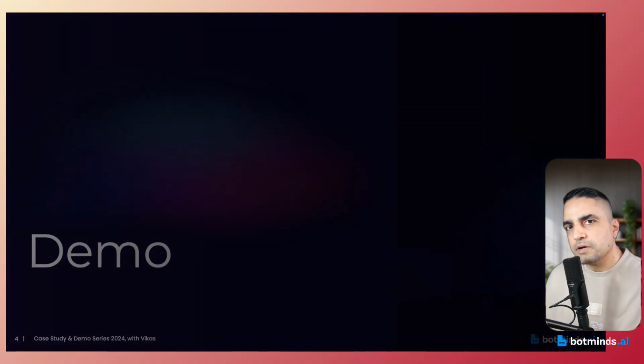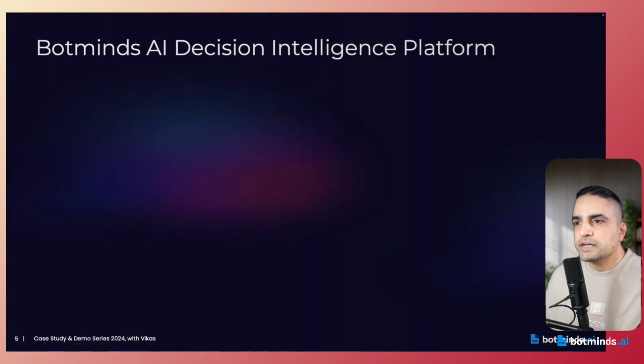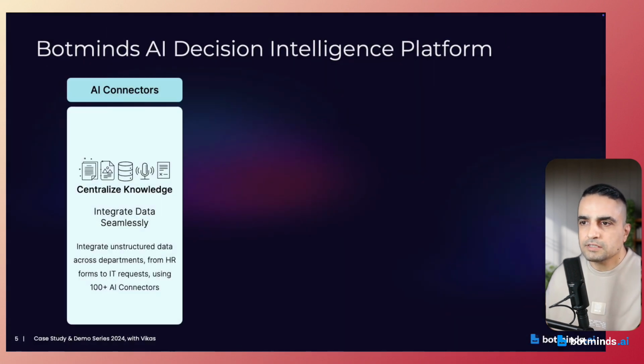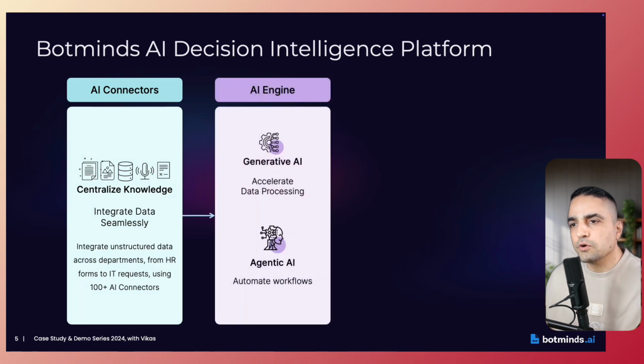We'll go back to the presentation now. Let's talk about what's happening behind the scenes. Botminds AI is built on a few core capabilities. The AI connectors integrate with data from different departments and systems, making it easier to centralize all the knowledge you need in one place. Then you've got agentic AI, which automates the workflows, taking the repetitive tasks out of your hands. Whether it's capturing investor insights or handling queries in real time, the system is designed to streamline the process, making sure you're getting the right data when you need it.